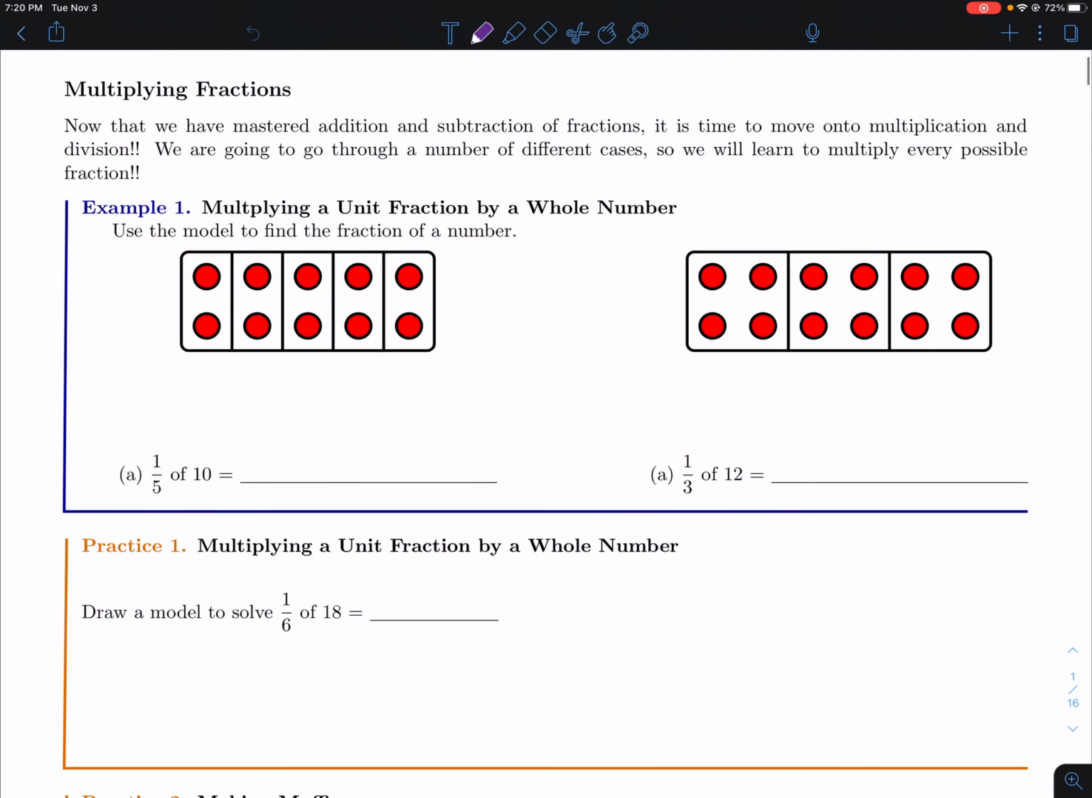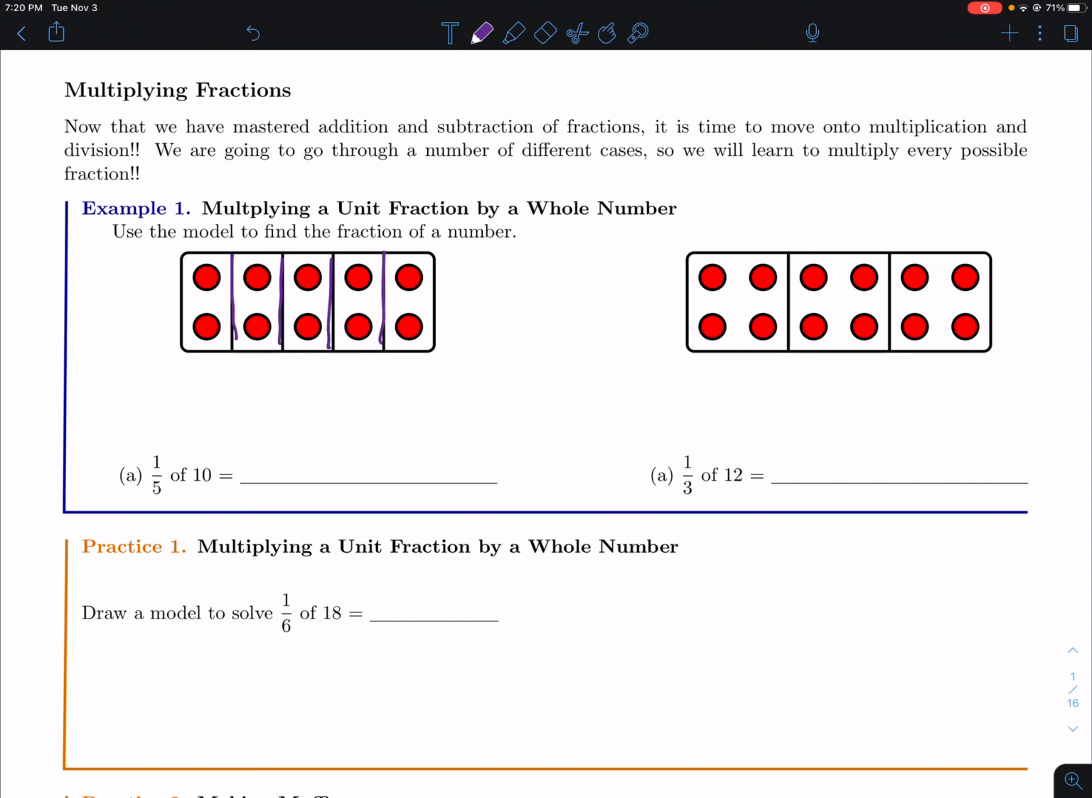The first couple, you can see we're using a model to do these. What we're doing is taking 1/5 of 10. So if you notice, we've got 10 dots to represent our number 10. And since I'm doing 1/5, I've already divided this up into 1/5 chunks.